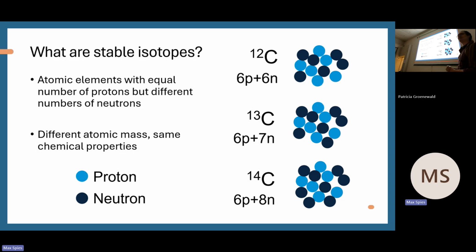So, what are stable isotopes? Basically, isotopes are atomic elements that have an equal number of protons but different numbers of neutrons. That means they have different atomic mass, but the same chemical and physical properties. The classic example is carbon. At the top you can see carbon-12, which is made up of 6 protons and 6 neutrons. In the middle is carbon-13, which is 6 and 7. And then we have carbon-14, which is 6 and 8. This is a classic example, but isotopes exist in basically all elements. So everything we interact with can have isotopic forms, including our bodies.